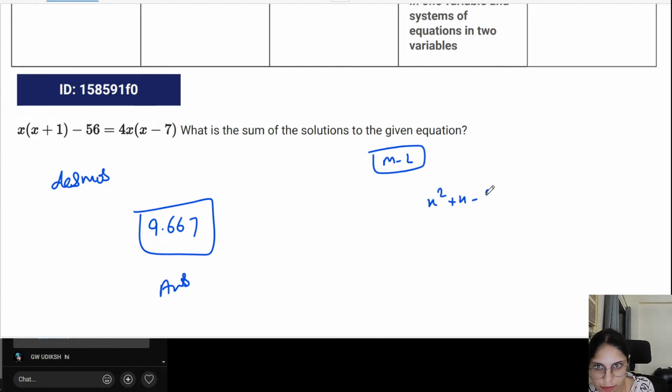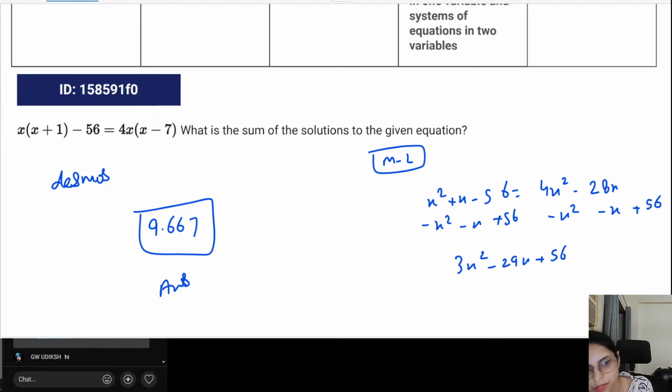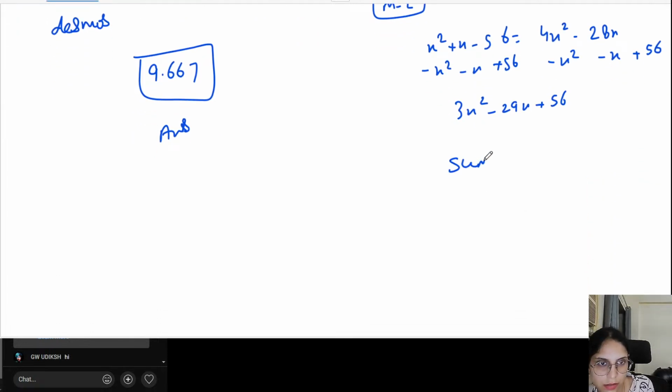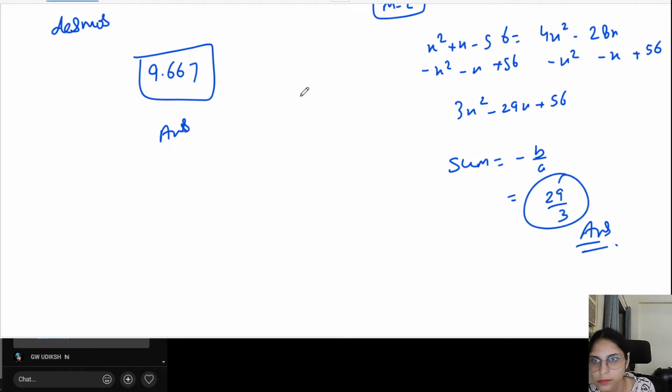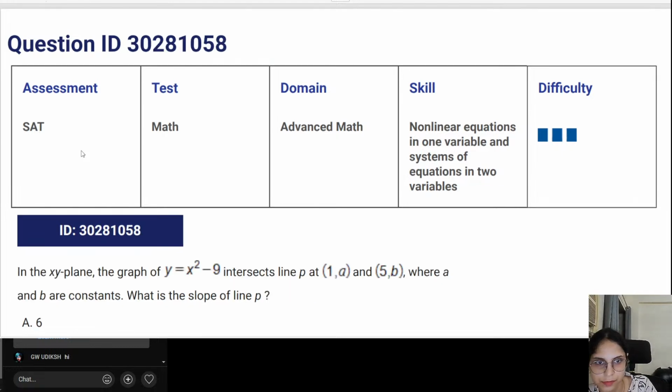This is x squared plus x minus 56 equals 4x squared minus 28x. Bring everything on one side. So 3x squared minus 29x plus 56. Sum is negative b over a. It's going to be 29 over 3. Negative b is 29. Okay. So both the methods work. Next is question number 58.